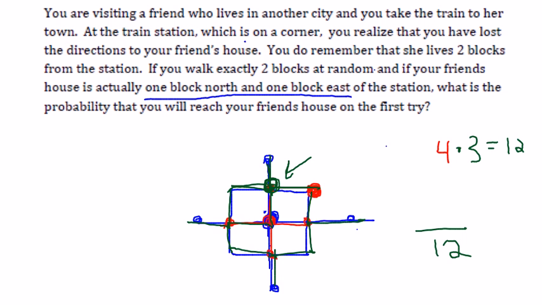And then how many of them actually get you to her house? Well, there's actually only 2. The 2 that get you there are going up and to the right, or to the right and up. So you either can go north and then east, or east and then north. So there are 2 ways that get you to that corner, so the correct answer is 1/6.